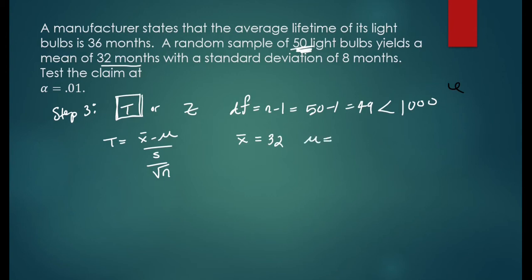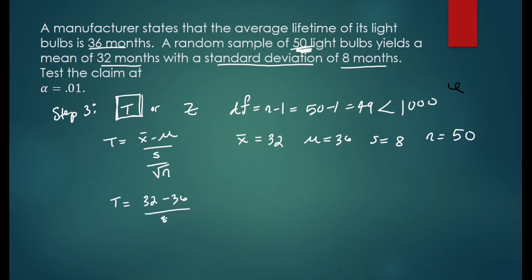The mean of the population, they claimed it was 36 months. So mu equals 36. The standard deviation is 8 months. And the sample size, we selected 50 light bulbs. So n is equal to 50. T is equal to 32 minus 36 divided by 8 over the square root of 50.